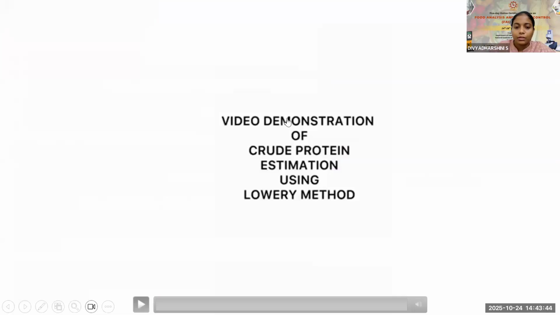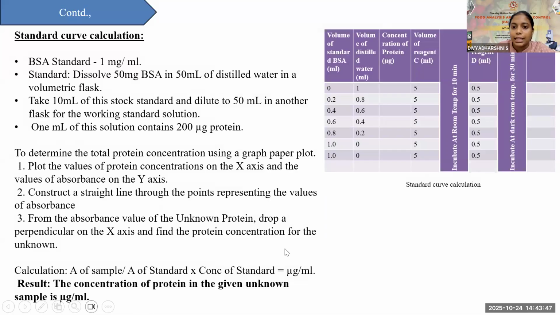Here we can see the graph and the table, where 0.2, 0.4, 0.6, 0.8, 1 ml of sample are diluted with distilled water. For example, if I'm taking 0.2 of BSA standard, I have to make it up to 1 ml, right? For that, I will use 0.8 ml of distilled water. Then the concentration of the protein and the volume of reagent C are used, followed by incubating at room temperature for 10 minutes. Then the volume of reagent D, which is 0.5 ml, as I said, followed by dark incubation for 30 minutes and absorbance at 660.